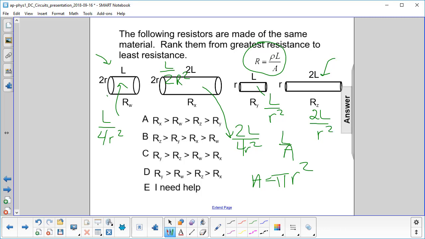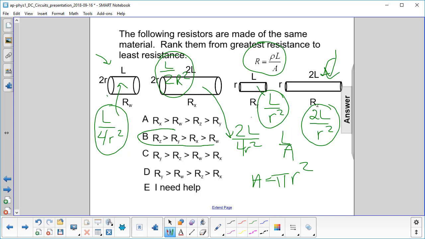Okay, so we've got to go from greatest to least. So who's the greatest? Well, let's see. This is L over r squared. This is 2L over r squared. This guy is L over 2r squared, and this guy is L over 4r squared. So who's the greatest? Well, that would be RZ at the end here. Okay, so RZ is going to be the greatest. So, oh look, only one of these works.